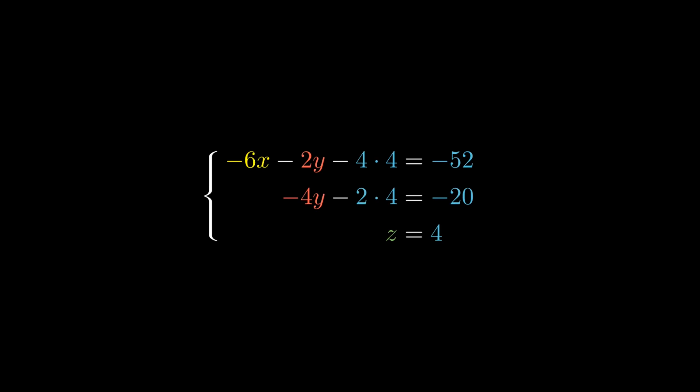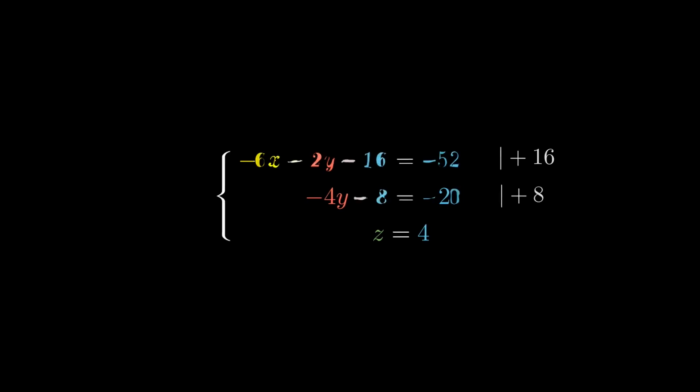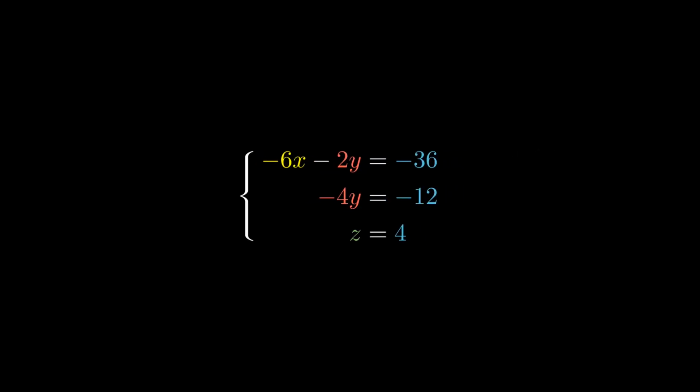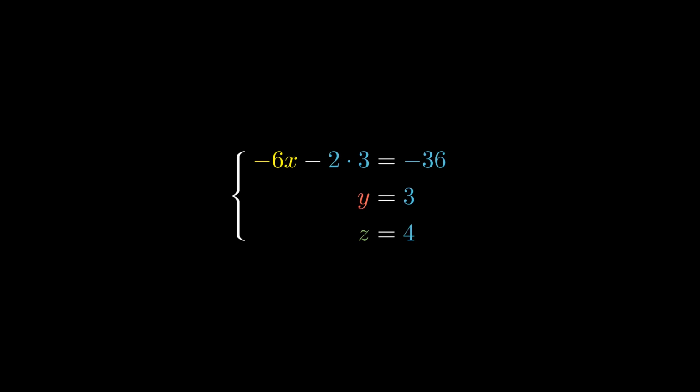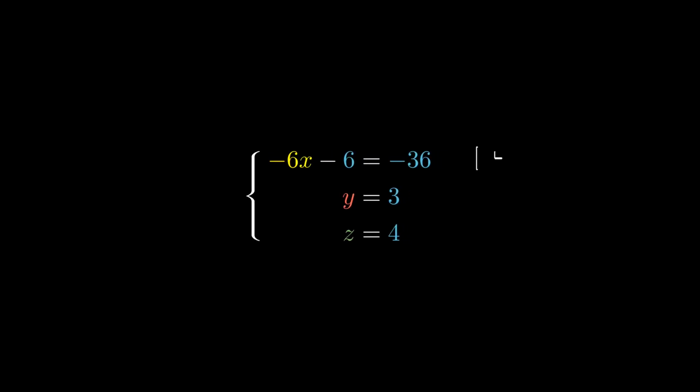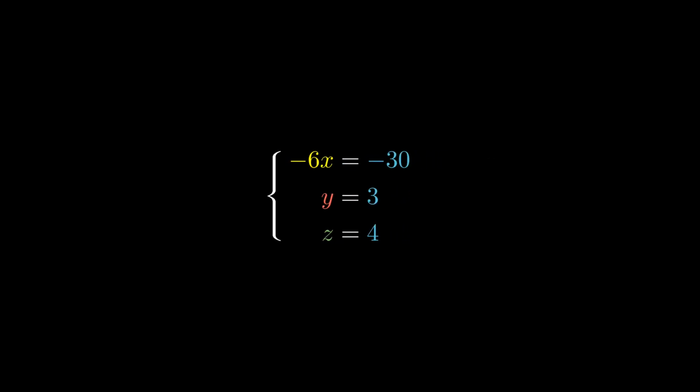Rearranging a little, we have now eliminated z from the first and second equations. By doing so, the second equation is now also trivial. Dividing by -4, we get that y is equal to 3. Just like we did with z, we can now replace the y term in the first equation. -2y becomes -2 times 3, and after rearranging, we know that -6x is equal to -30. Lastly, we'll divide by -6 to finally find the value of x.